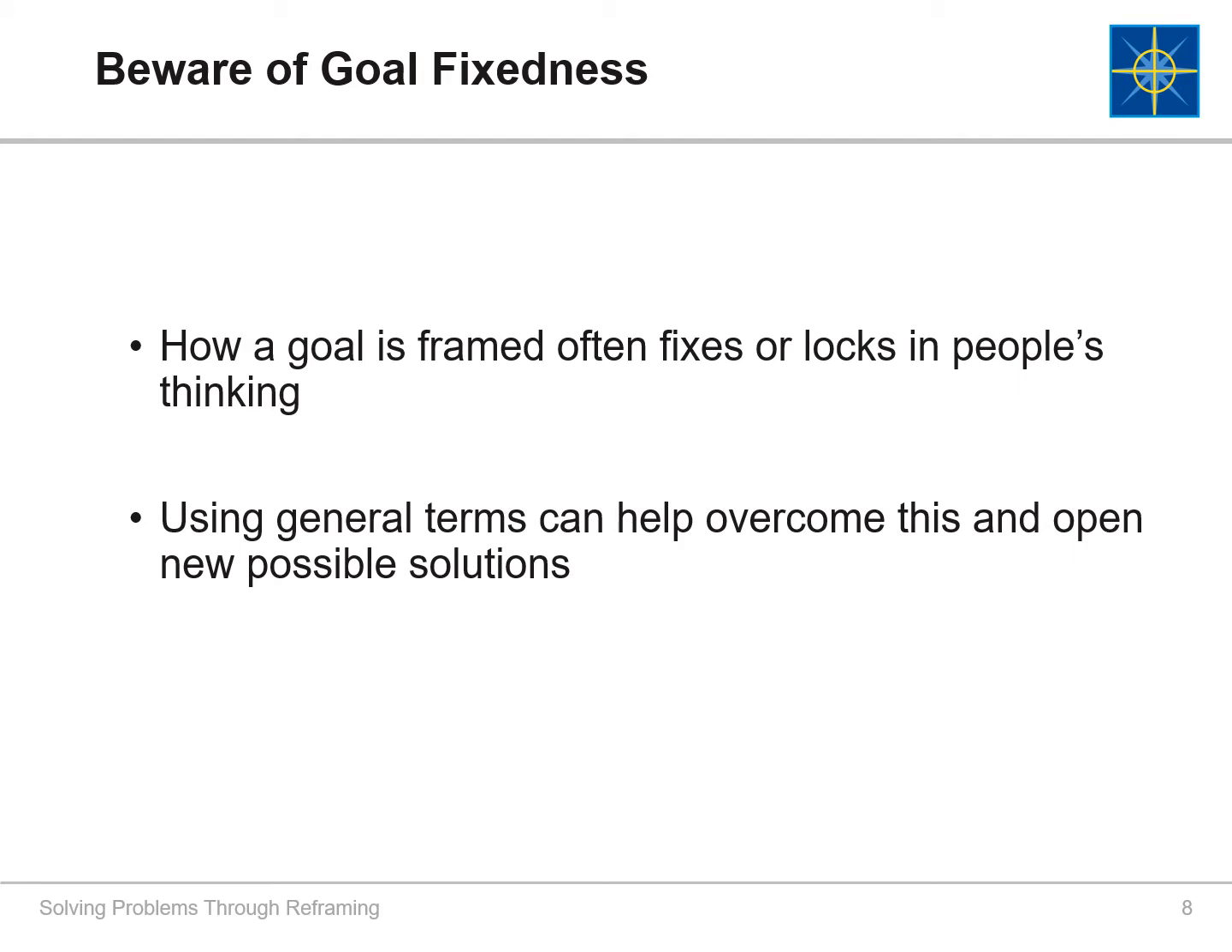Be aware of goal fixedness. This happens when we frame a problem with a very narrow focus. Language plays a critical role here. When we are too specific in our problem definition or question, we can lock our thinking into only one type of solution. Use general terms to help overcome this fixedness and open new possible solutions.